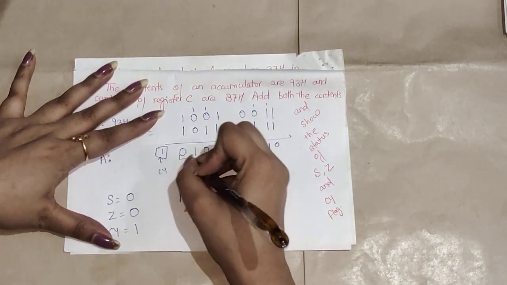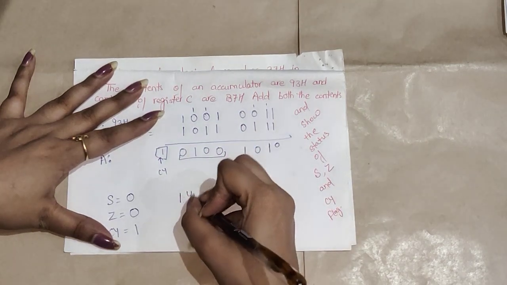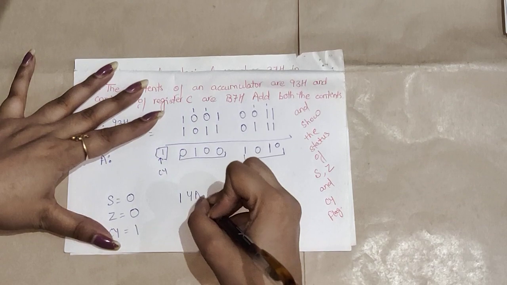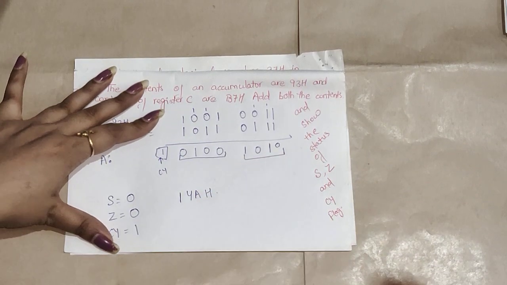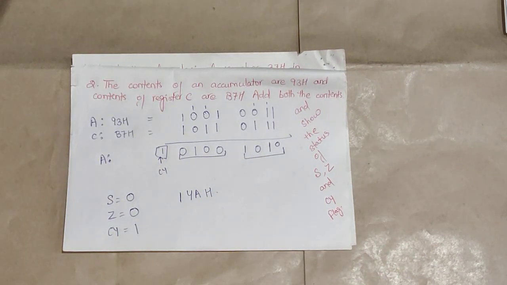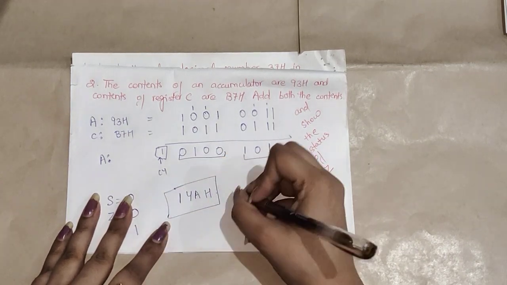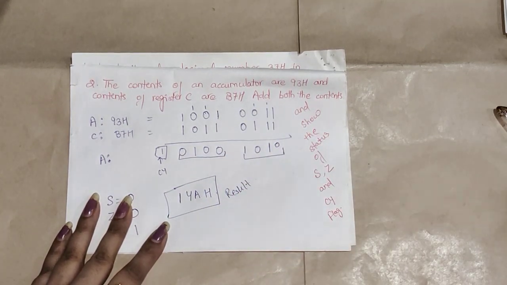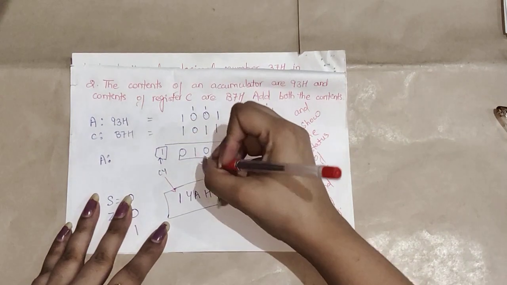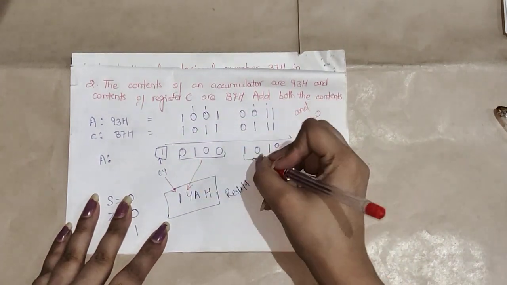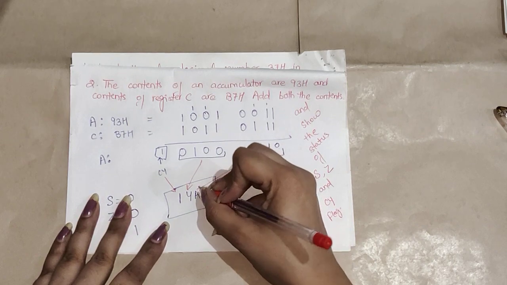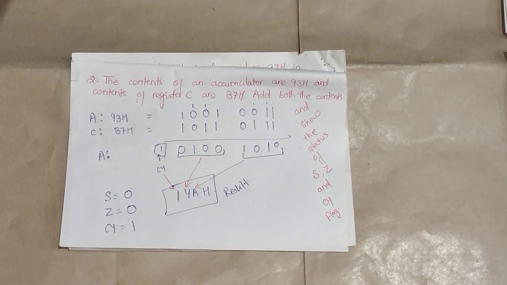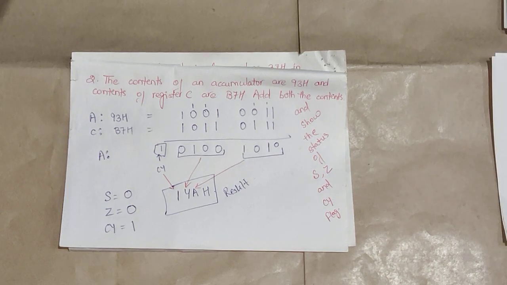So the result is what? 1, this is 4, and what is this? A. 1, 4, A, H. This is the result. Okay? Carry. This is 4, and this is A. So this is the result. This was the second question. Now, let's move to the third question.